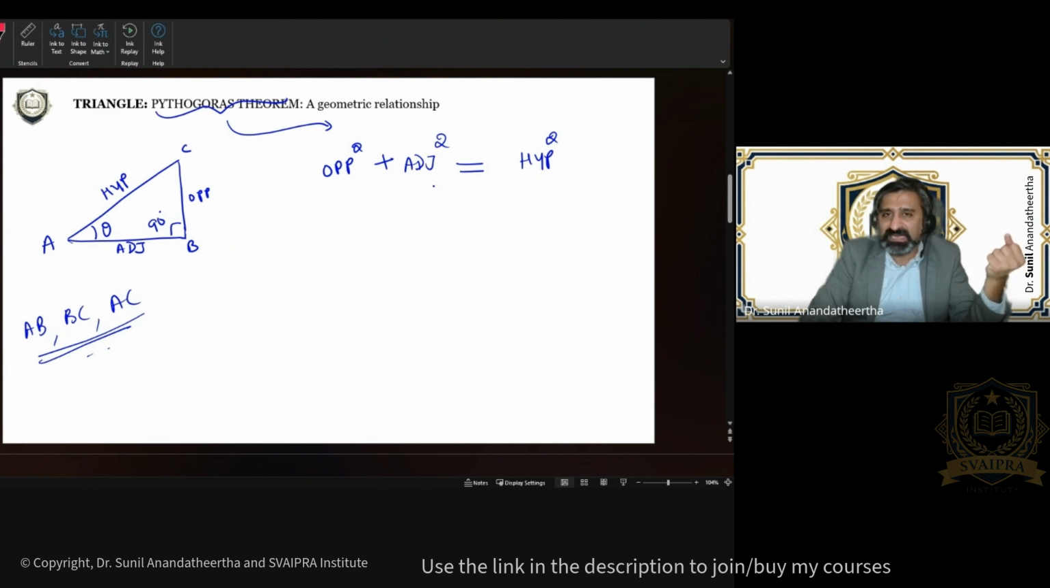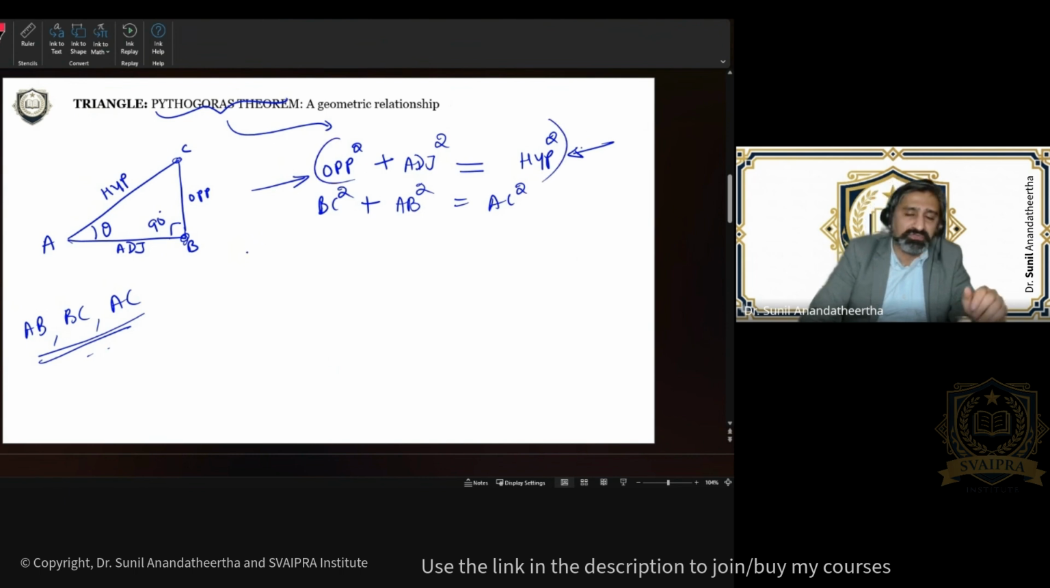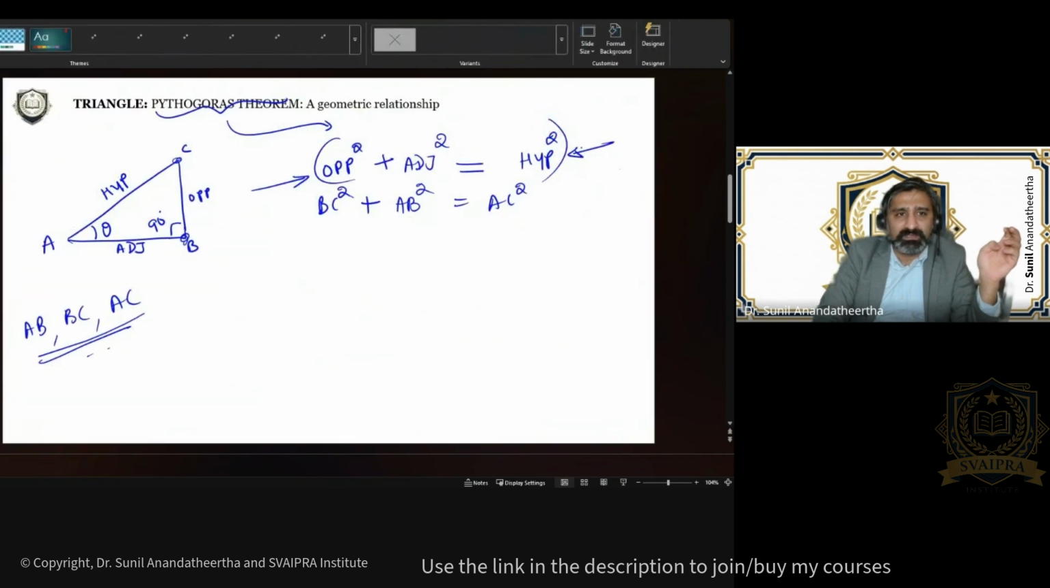Now, if I were to rewrite these in terms of the sides of the triangle, the opposite side for us is BC. So BC squared plus adjacent squared, and adjacent is AB, so AB squared, is then going to be AC squared. People use both of these formulas to remember the Pythagoras theorem, but this is what I would highly recommend that you use. Because if I were to change it, I have seen many students making the same mistake here.